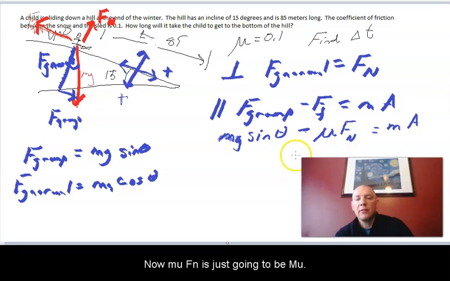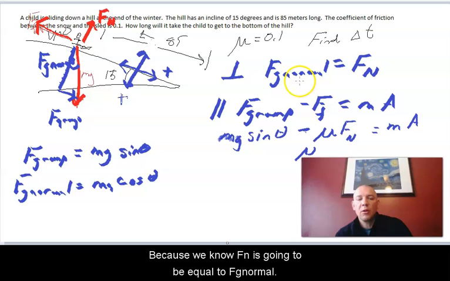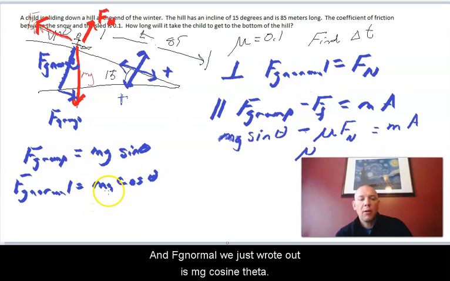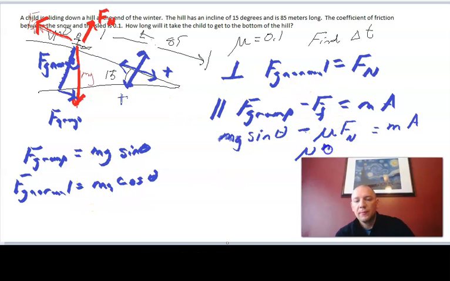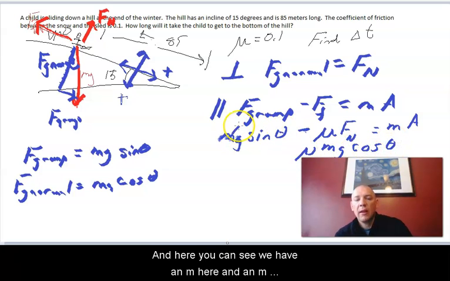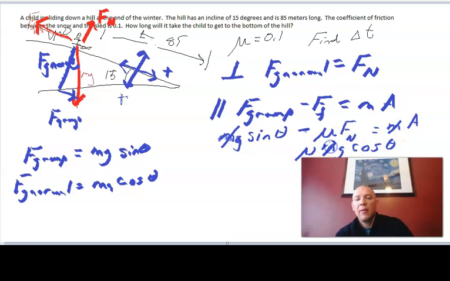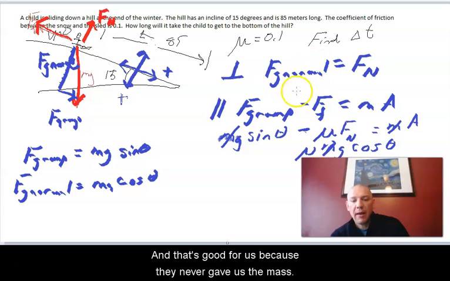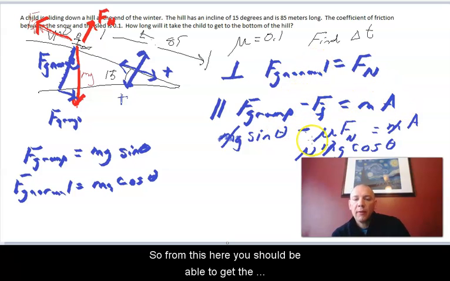Now mu Fn is just going to be mu, because we know Fn is going to be equal to Fg normal. And Fg normal we just wrote out as mg cosine theta. And here you can see we got an m here, an m here, and an m here. And the masses all cancel out. And that's good for us because they never gave us the mass. So from this here, you should be able to get the acceleration.